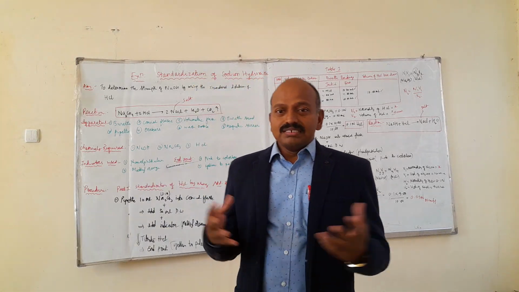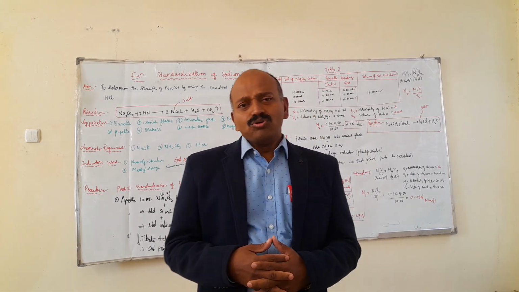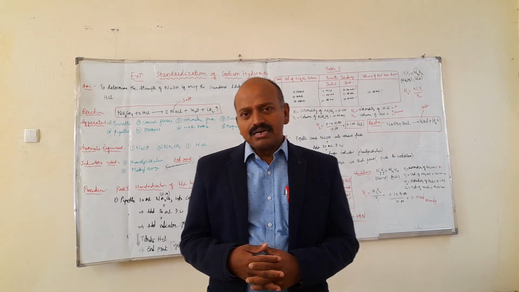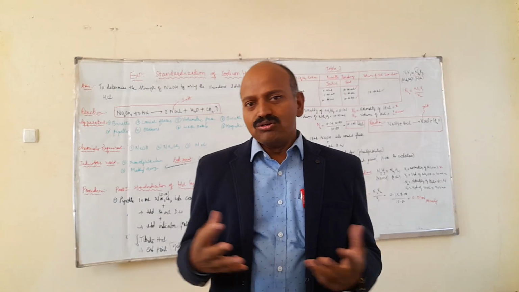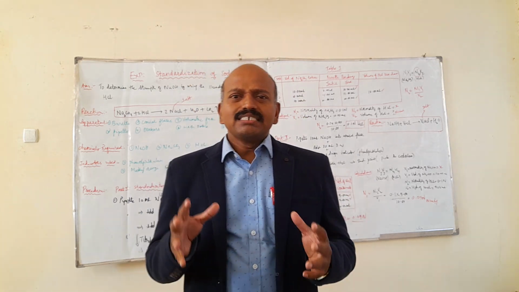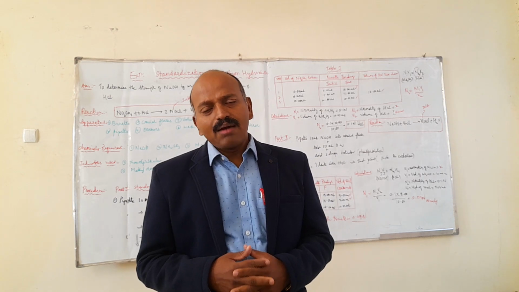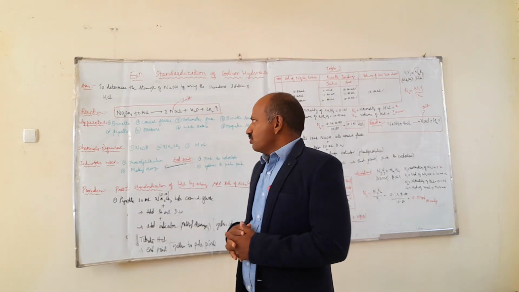So here we can see the apparatus: we can use the burette, pipette, conical flask, beakers, wash bottle, magnetic stirrers, etc. In acid-base titrations, or in any titrimetric reactions, the apparatus will be the same. It will be common for all. So that is about the apparatus.